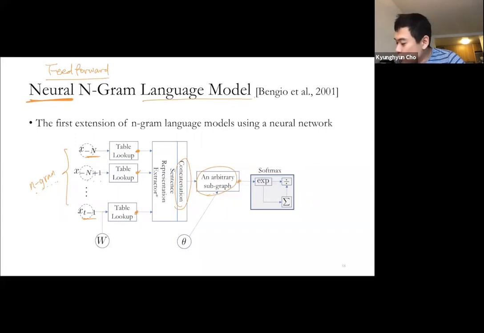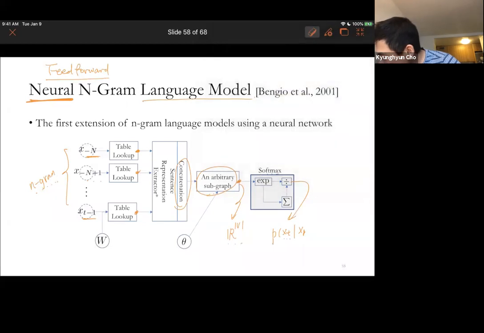And then the output is going to be a real-valued vector of size |V|. That's the size of the output from our neural network, because we need to compute the categorical distribution over all possible next tokens. This is computed by the softmax, resulting in a probability over the next token, the t-th token, given x_{t-1}, x_{t-2}, all the way to x_{t-n+1}. So this is what is computed by this neural network.